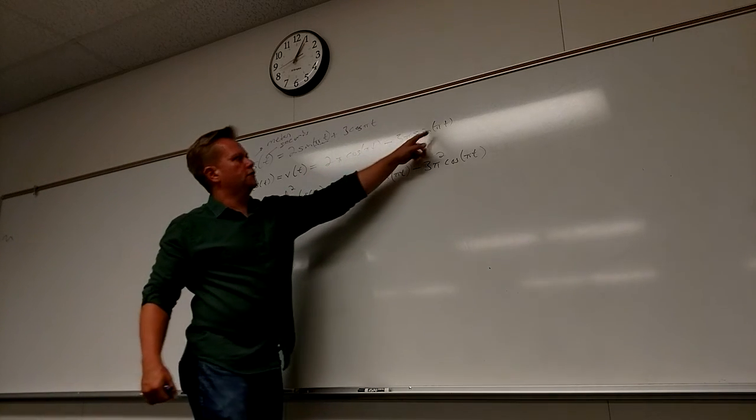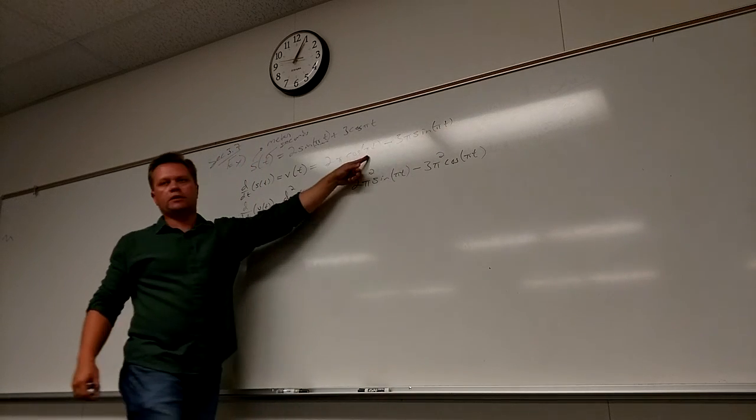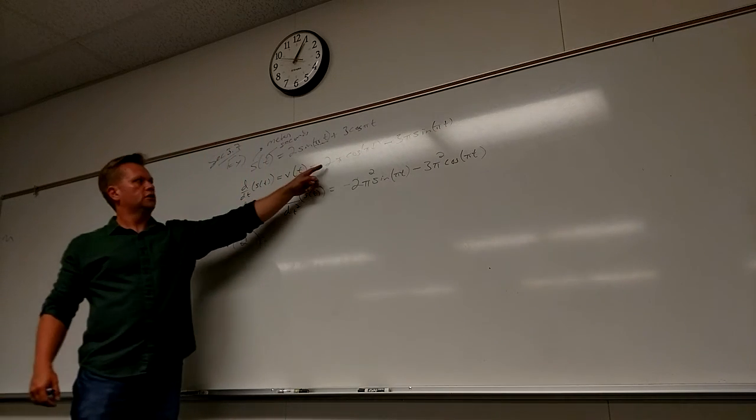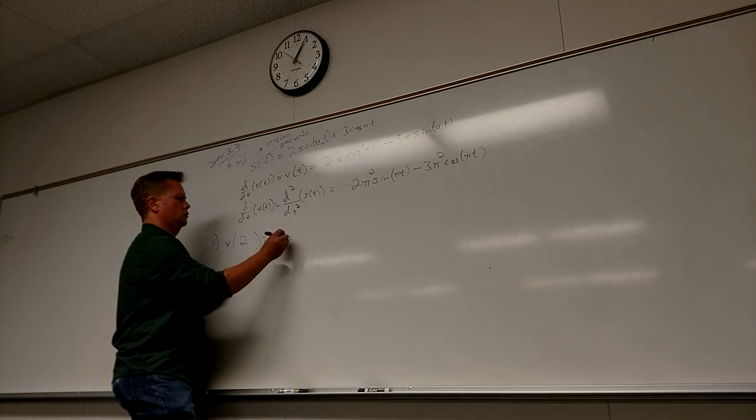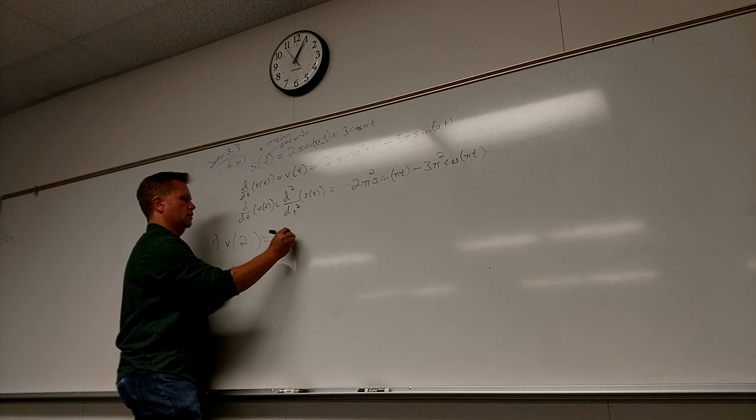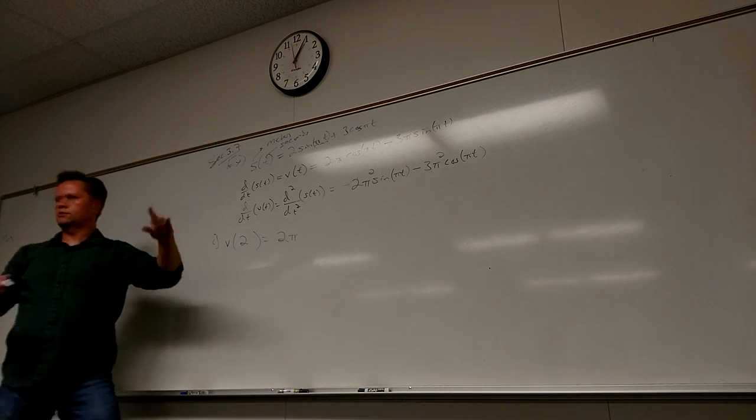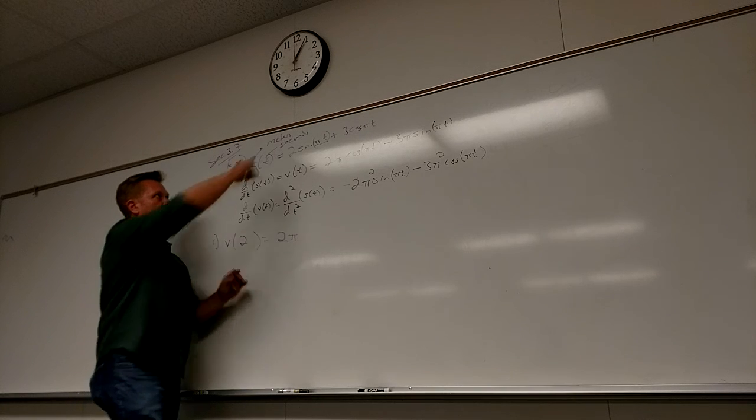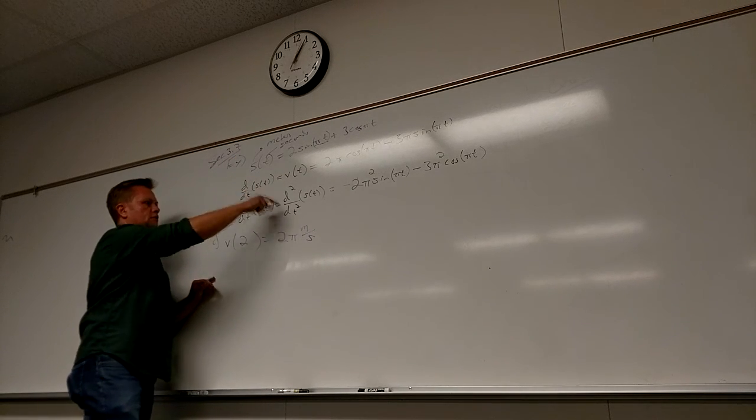So sine of 2 pi is 0. Cosine of 2 pi is 1. So you get 2 pi times 1. So you get 2 becoming 2 pi. In units of this. Meters per second. ds dt, so meters per second.